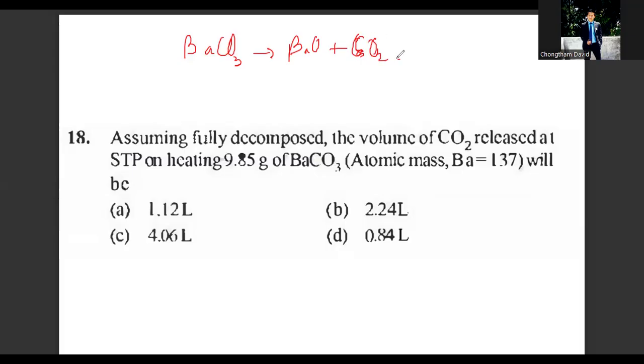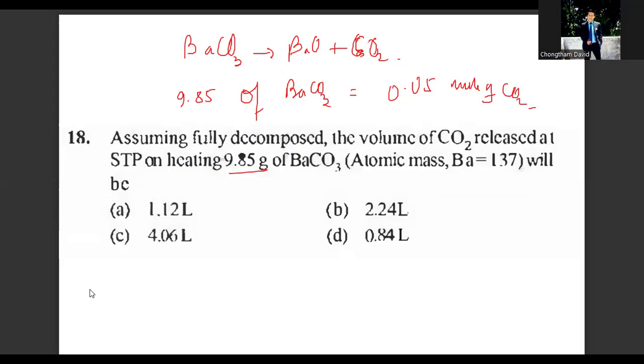Fine. So if 192 gram of barium carbonate gives 1 mole of carbon dioxide, that is 22.4 liter, then 9.85 gram of barium carbonate will give this much mole of carbon dioxide, 0.05 mole of CO2, which equals 1.12 liters. So 1.12 is the answer for question 18.